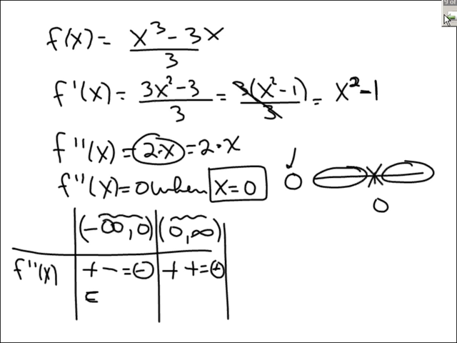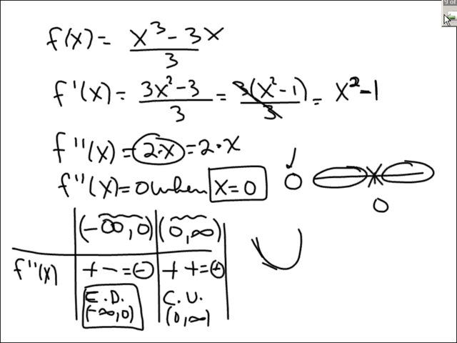It is concave down on negative infinity to 0. It is concave up on 0 to infinity. I want to check out something. Yeah, let me make sure I was right. It's concave down from negative infinity to 0, and it's concave up from 0 to infinity. That is how you do the second derivative test.